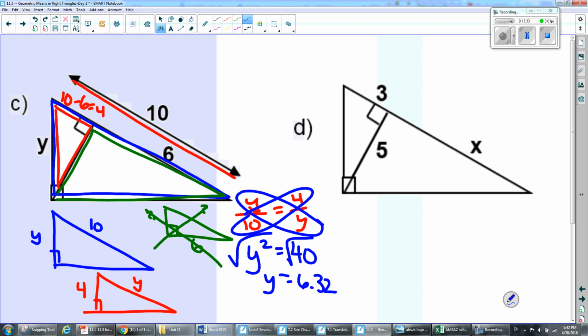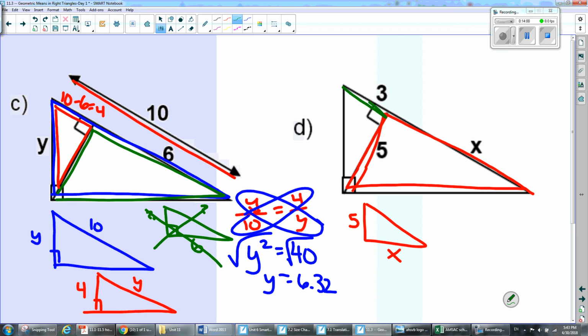For D, okay, we're going to set up our triangles. Maybe now we're starting to see which triangles to use. I need triangles with 2 side lengths. This triangle in red, I know 2 side lengths of it. I will redraw that. I know my long side is x. I know my short side is 5. I know 2 side lengths of this triangle in green. I have to use that triangle.